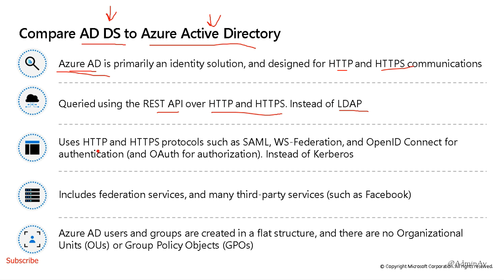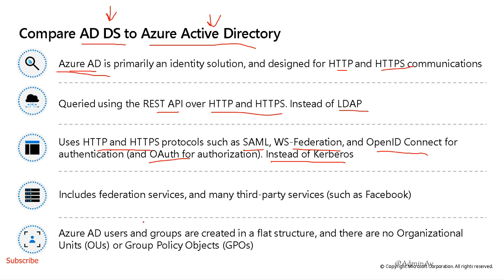It also uses HTTP and HTTPS protocols such as SAML, WS-Federation, and OpenID Connect for authentication, and OAuth for authorization. Authentication is quite different from authorization, and we are going to look at that difference further up in the class. All of these are used instead of Kerberos. Now, Kerberos is used in the instance of the Active Directory, not the Azure Active Directory.